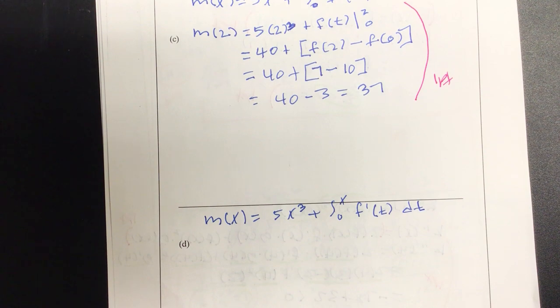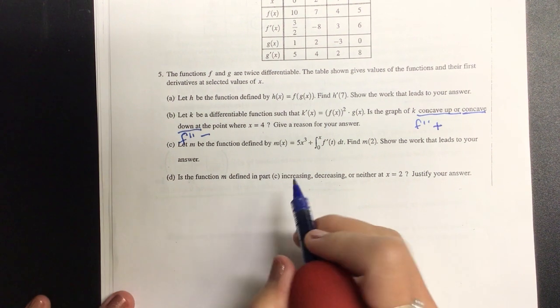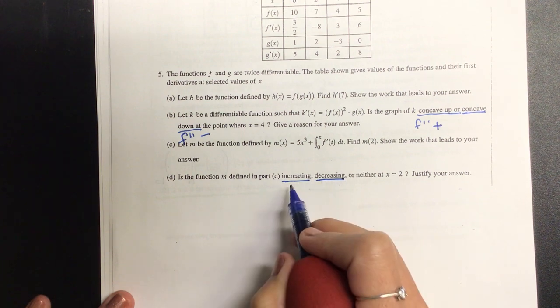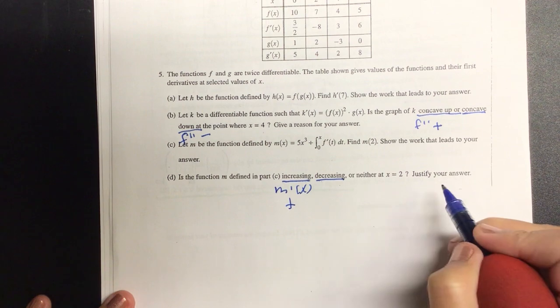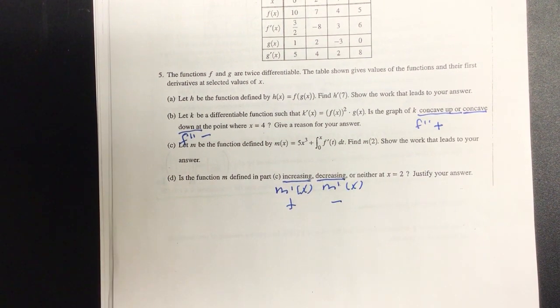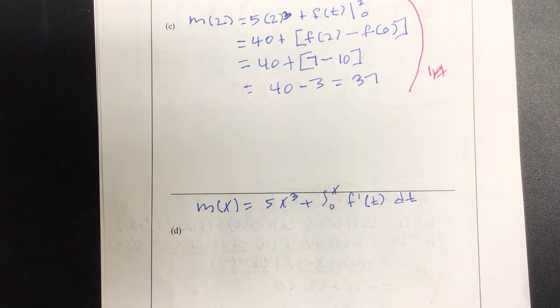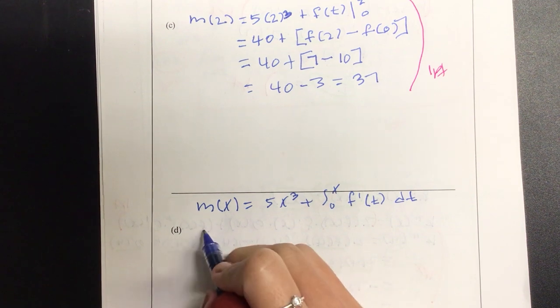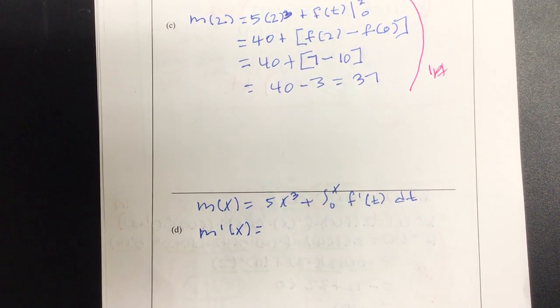So my last one, Joe, go ahead and read the last one. Is the function m defined in part C increasing, decreasing, or neither at x equals 2? Justify your answer. Okay, so when something is increasing, that means my slope is positive. If it is decreasing, my slope is negative. So I have to find the slope. And by the slope, I mean the derivative. So when I derive this, let's write out m prime of x. Okay, let's see the difference.